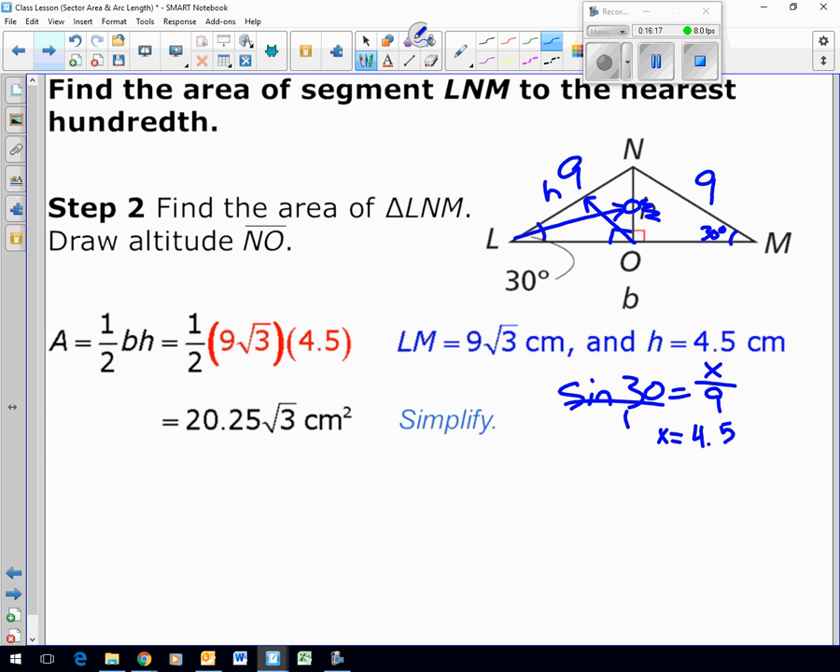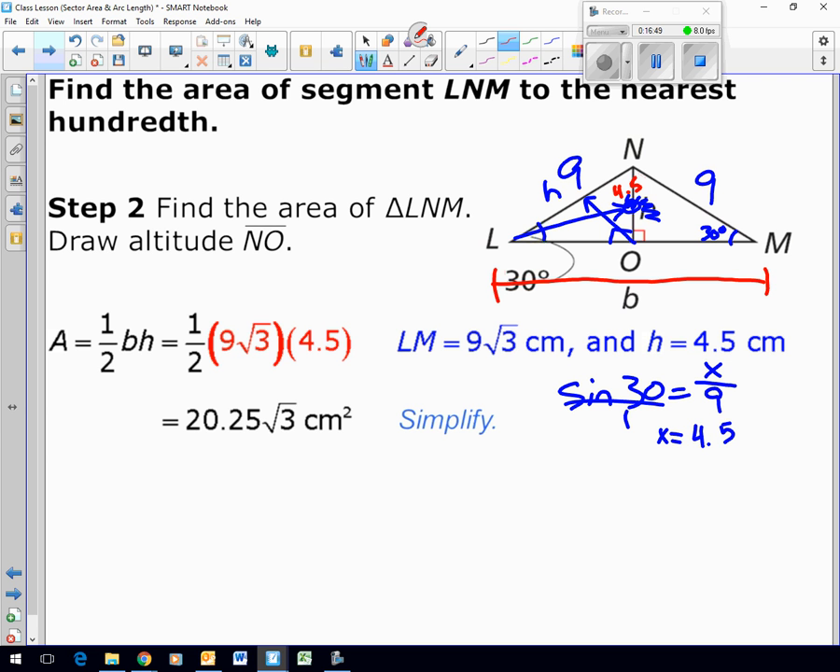9 times sine 30, close the parentheses. 4.5, okay? So this is 4.5. This is 4.5. Now, check it out, guys. I've also got to find the entire base, okay? Find the entire base.